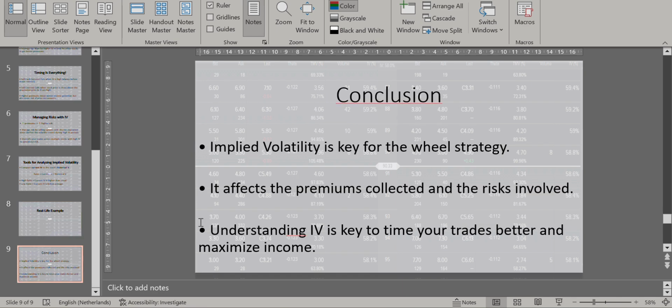But just to wrap up this video, and because we are already beyond 40 minutes, as I mentioned in the beginning, the implied volatility is really a key factor when using the wheel strategy. It affects the premiums that you collect, all right, and also the risks that you take by trading those options. And so it's very key for you to get a very deep knowledge of how implied volatility works, as I mentioned and as I showed to you.